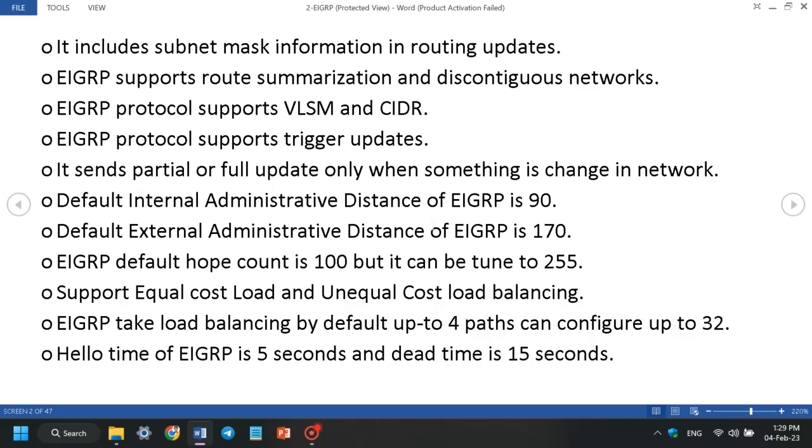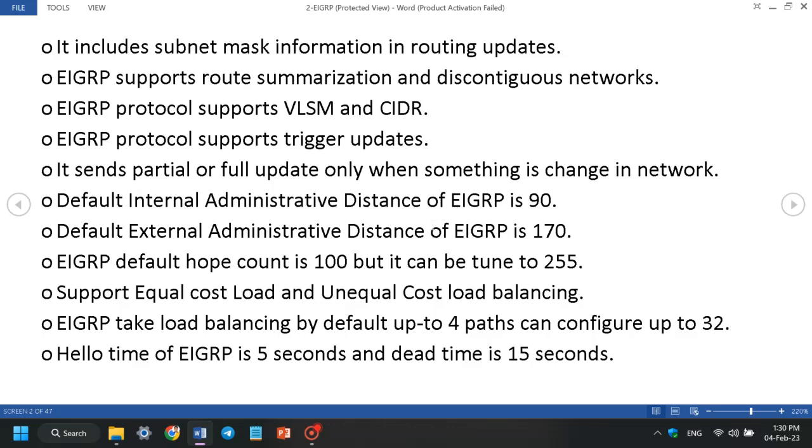The default internal administrative distance of EIGRP is 90. The default external administrative distance of EIGRP is 170. The default maximum hop count of EIGRP is 100, but we can increase it to a maximum of 255 by changing the value. By default the value is 100.